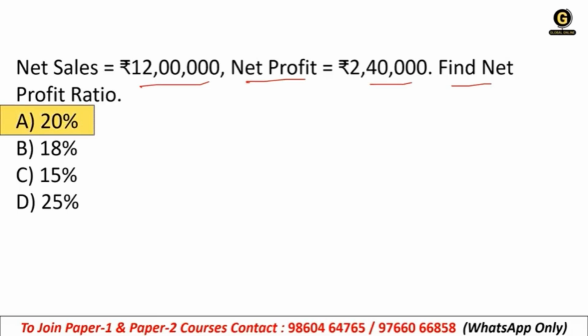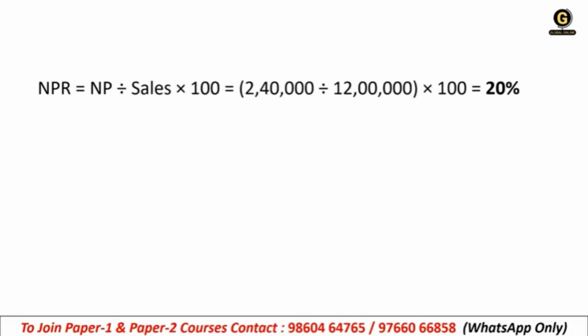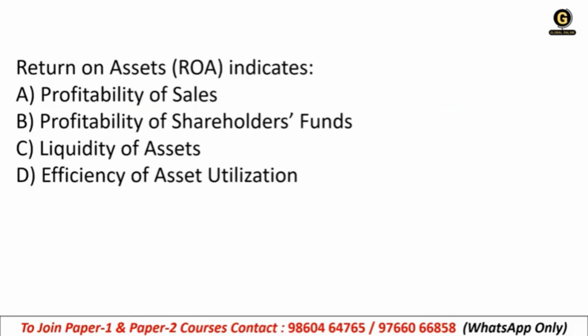So the right answer will be 20%. Net profit ratio is equal to net profit divided by sales into 100. We have net profit 2 lakh 40,000 and sales 12 lakh rupees. When we multiply by 100, we have 20% net profit ratio. Next, return on assets indicates.